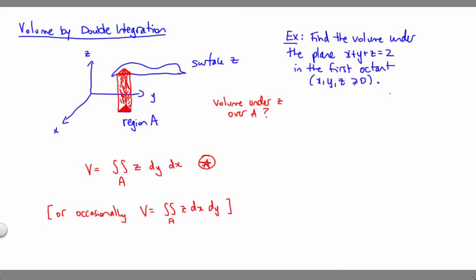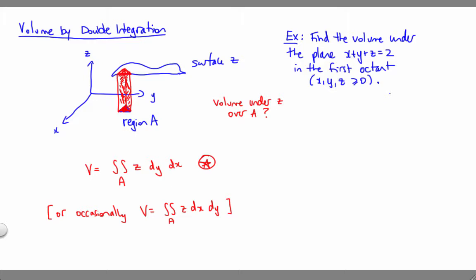For our example today, we're going to find the volume under the plane x plus y plus z equals 2 in the first octant, where x, y, and z are all non-negative. So I should point out here that the x, y, and z axes divide space into 8 different regions. And those different regions are called octants. This is sort of a parallel to how we talk about quadrants in the XY plane. So when we're in space, we're now talking about octants. And what the question's saying here is that we want to restrict ourselves to the first octant, meaning just to the region where X, Y, and Z are non-negative.